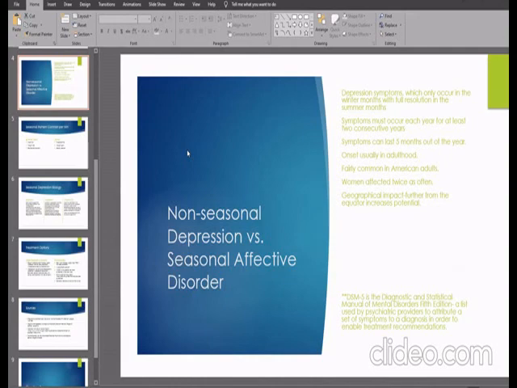It's fairly common in American adults. It's like 5% of the population or more. And women are affected twice as much. They make up about 70% of the population diagnosed with something like SAD or similar concept. And there is a geographical indicator. So the further you move away from the equator does increase your potential. And so someone who lives in Florida, for example, would have significantly less potential for this compared to us, because we live in Virginia or wherever you guys may be.